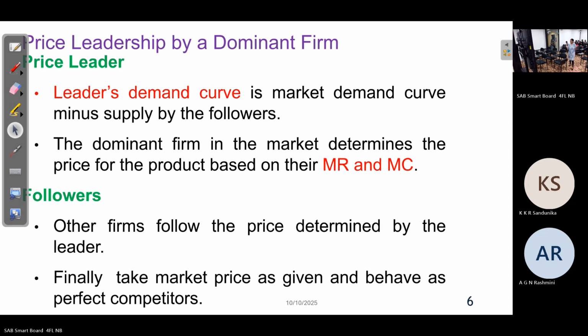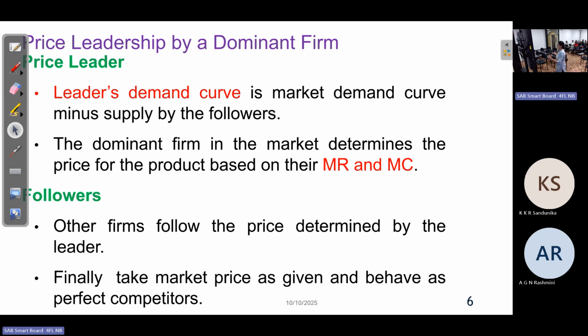So we say here the market demand minus the supply by the followers gives you the demand for the leader, right? The dominant firm in the market determines the price for the product based on their marginal revenue and marginal cost. The dominant firm, or the price leader, decides the price where his MR equals MC. Then the followers, other firms, follow the price determined by the leader.